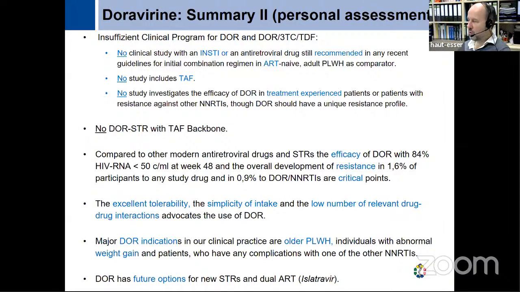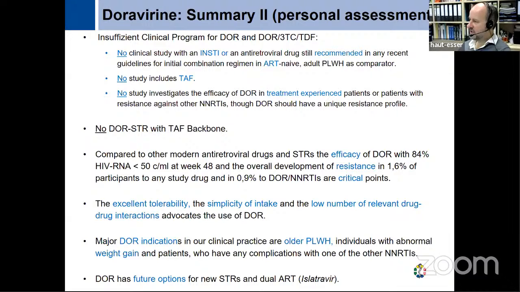Another important point is that this is only personal experience of how Doravirine works in heavily pretreated patients who have some NNRTI mutations. So it would be a very good idea to make a study which investigates the efficacy of Doravirine in treatment-experienced patients or patients with resistance against other NNRTIs, because Doravirine should have a good resistance profile. There is no TAF backbone for Doravirine STR. It would be an interesting combination from our point of view.